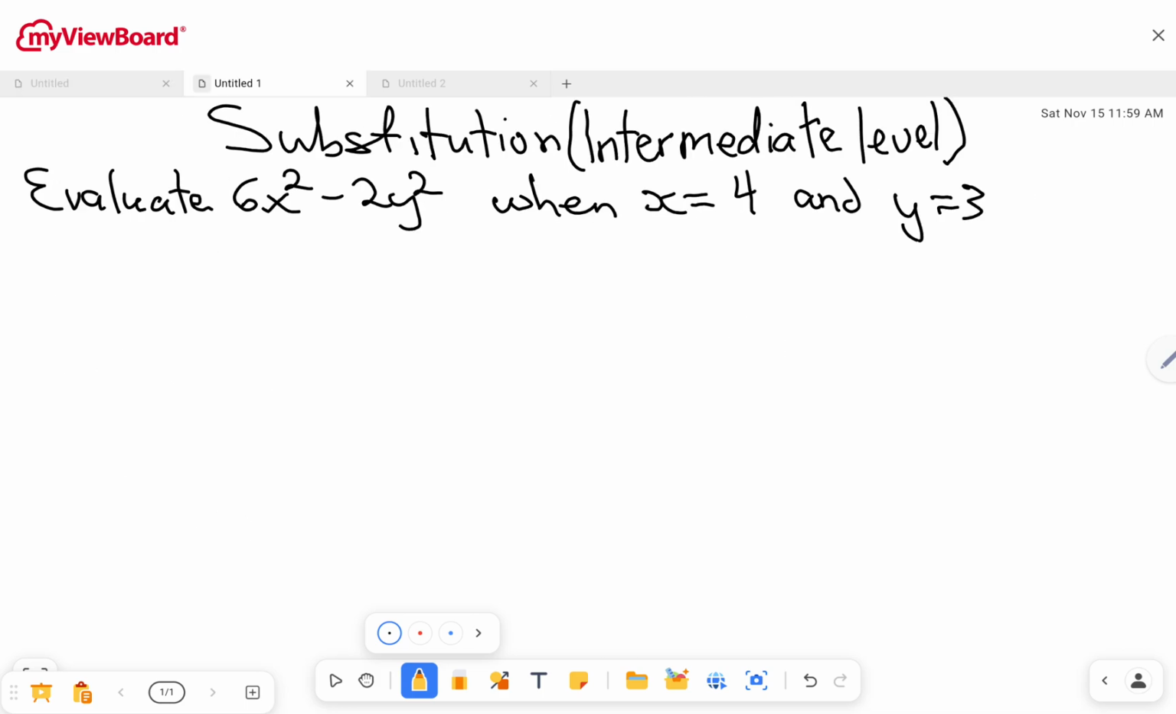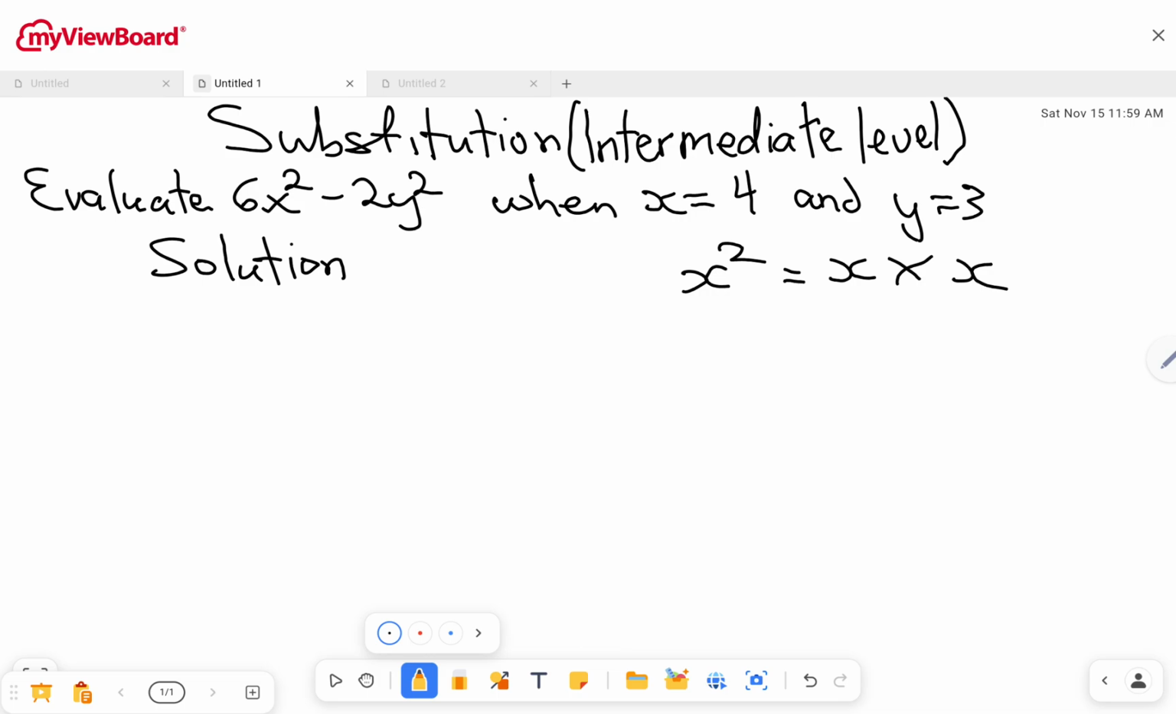For the intermediate level, we have evaluate 6x squared minus 2y squared. Now, before we learn how to solve this question together, let me explain that x squared, or any number or any letter with an exponent of 2, means that letter or number is multiplying itself 2 times. So x squared simply means x times x.